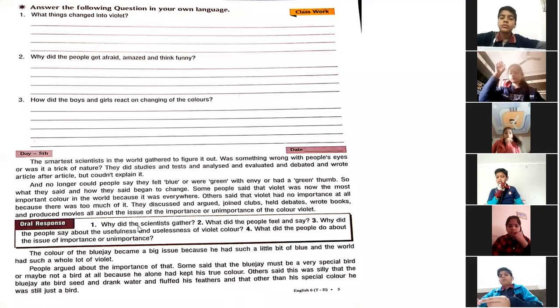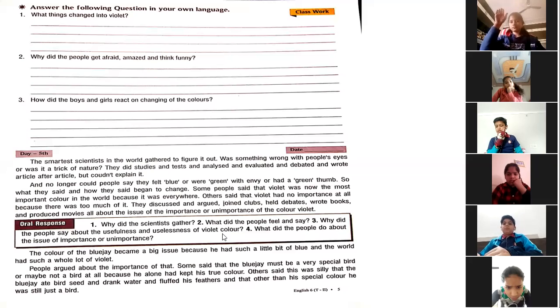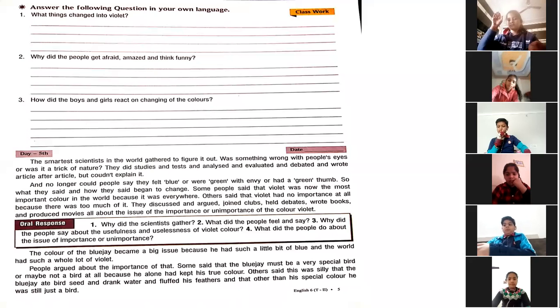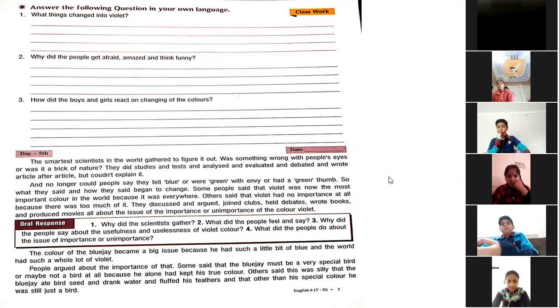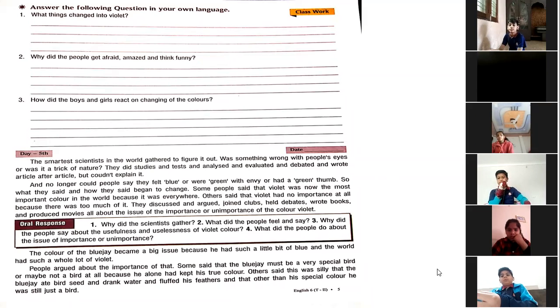उन्होंने ये सब क्यों कहा? एकदम से suddenly लोग violet color की importance या फिर unimportance या फिर usefulness और uselessness के बारे में क्यों बात करने लगे? We are asking why. लोग इस बारे में क्यों बात करने लगे? एकदम से violet color की बात कहाँ से आ गई? Yeah, tell the answer to the class. Anyone who knows the answer?